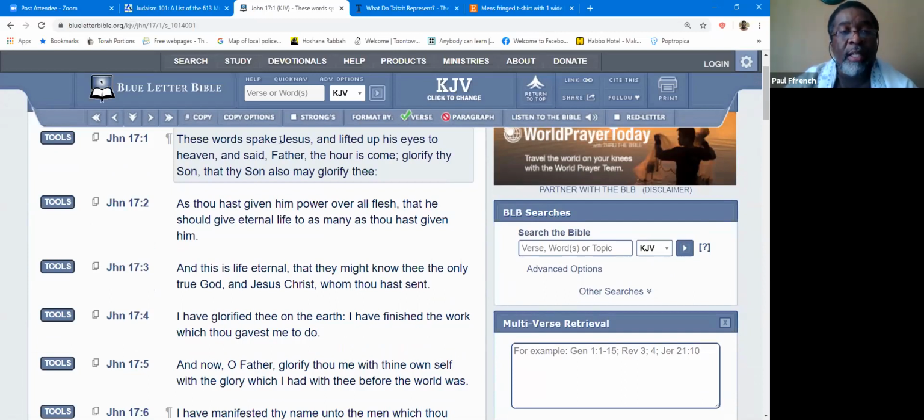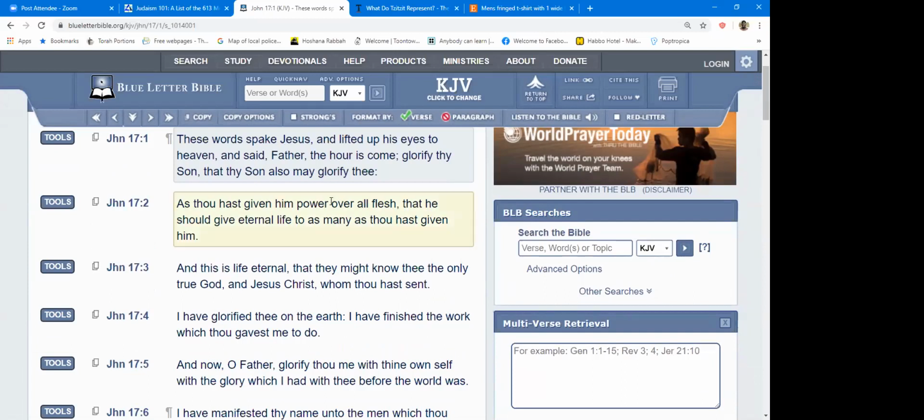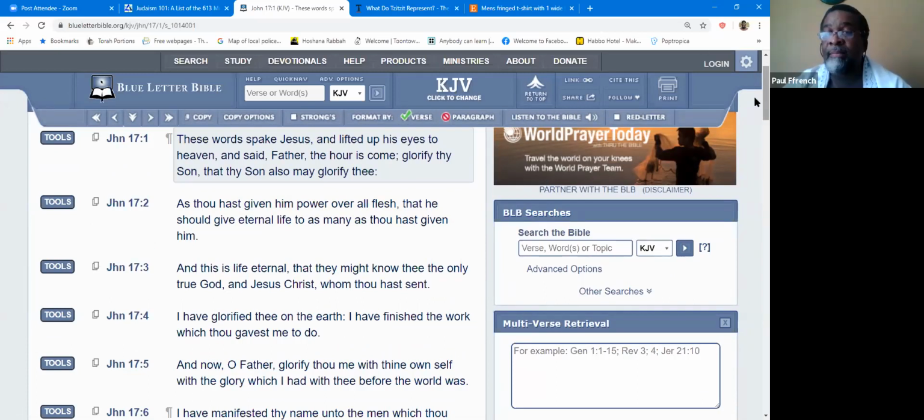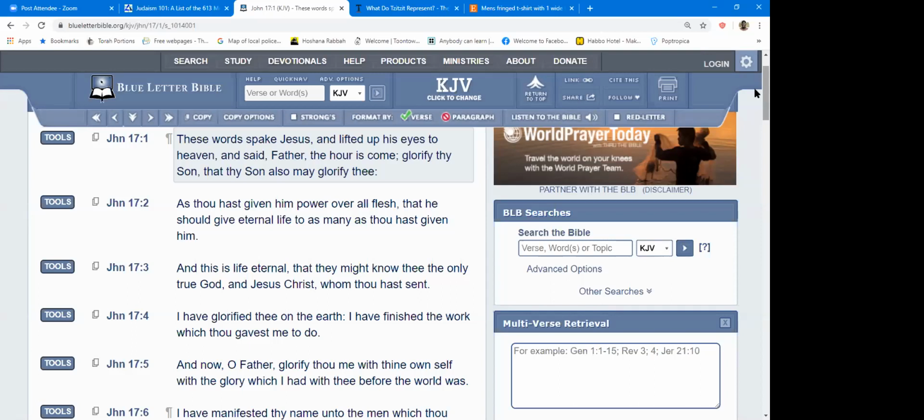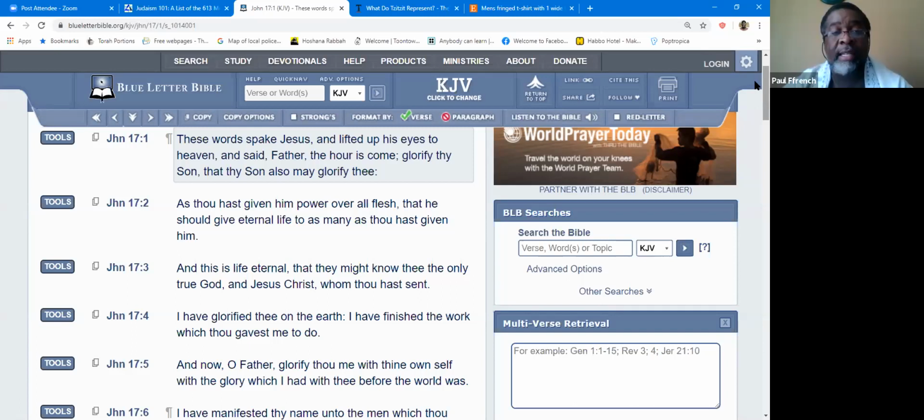Maybe I should have one that says Yeshua. I need to find a version that says it, but it doesn't matter anyway. John 17, we're going to read John 17. Can someone read it? And then we unpack it verse by verse or a couple phrases as we go.